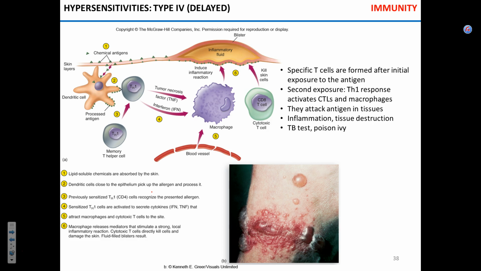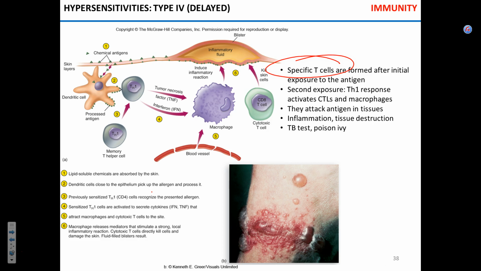So type 4 is also called a delayed hypersensitivity. Obviously, delayed means that the immune response takes several days. The reason for it is that it is mediated by T cells. And I'm going to talk about it using, as an example, the TB test. Okay?